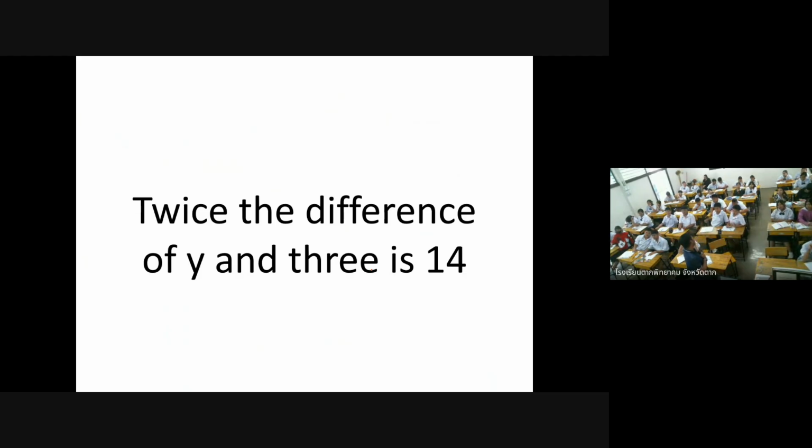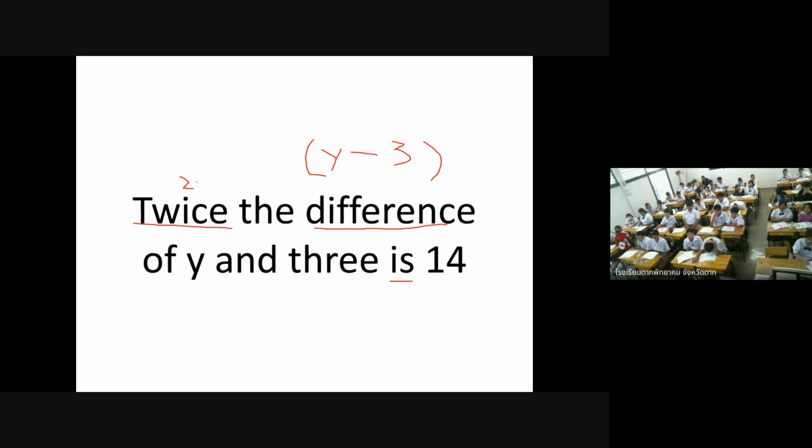Difference means minus, Y and what? Is. Okay, we have a winner. Twice means 2x. Difference means minus, with parentheses, minus what? Y and 3. Is means equals.